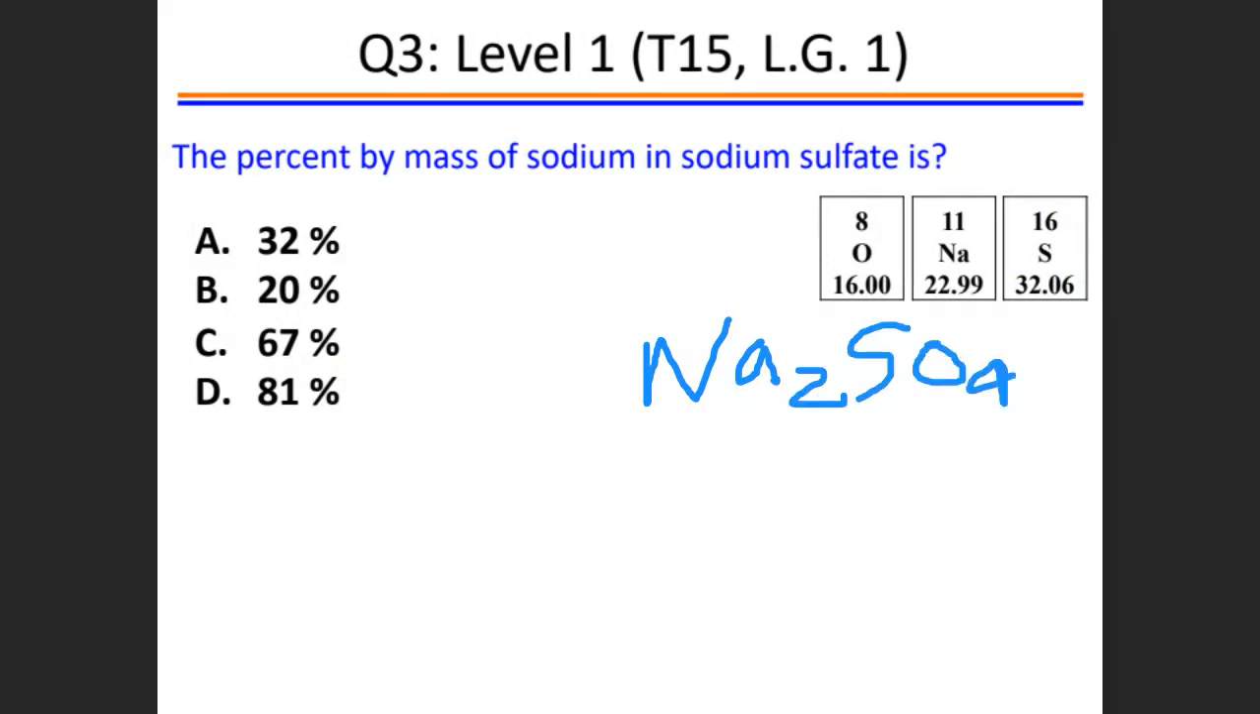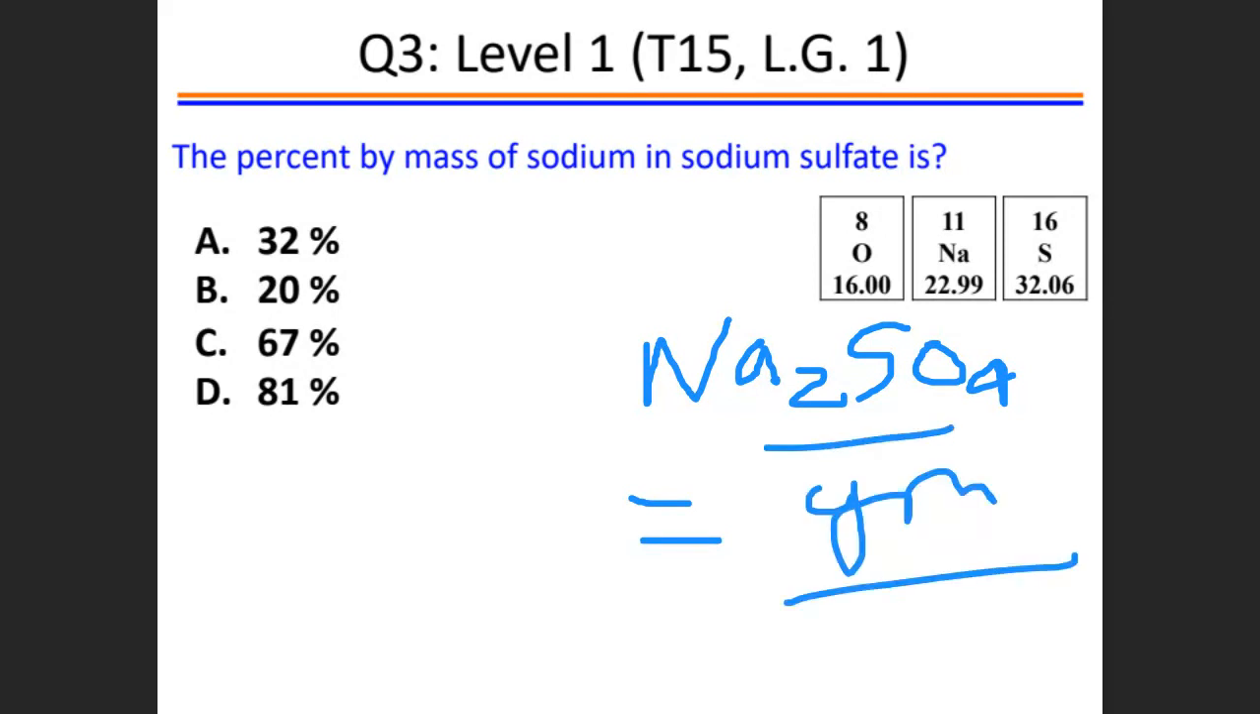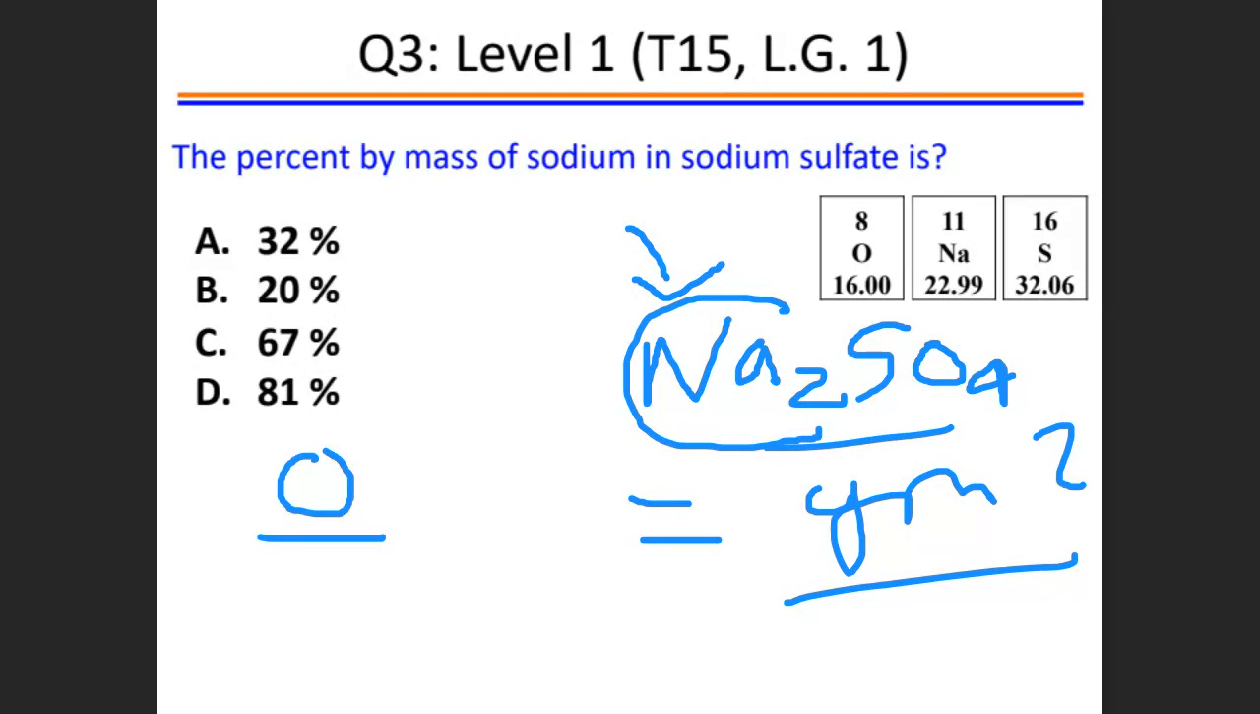Then you have to find the gram. So it will be total gram, correct? Total gram you will find here, and then you have to find the sodium amount. When you have the sodium amount, you put the sodium amount on the top, total mass down, and times 100. You will find it.